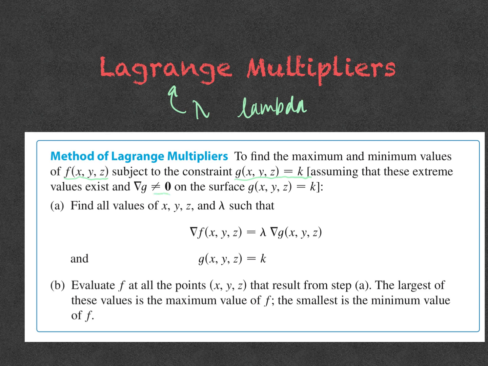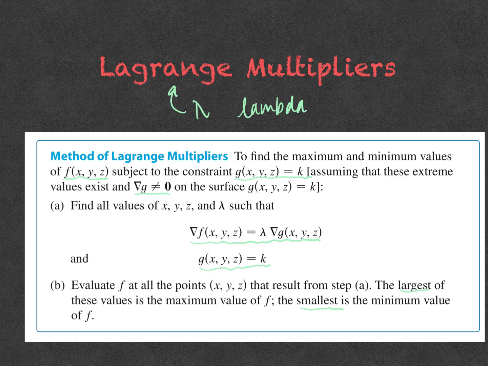Now notice that the partial derivatives of g can't be zero. Then you're going to find the gradient of f equal to lambda times the gradient of g, and we're going to let g equal k. So we have a surface g and a surface f. Letter B says evaluate f at all the points. The largest is the maximum value, and the smallest is the minimum value. The important thing here is your lambda, and we're going to walk through a couple of examples.